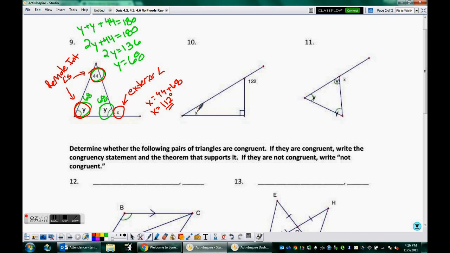So for number 10, I've got my remote interior angles, and they are going to add up to equal my exterior angle, which is 122. So when I subtract by 90, you should just get 32 degrees. So my remote interior angles are going to add to equal the 122.